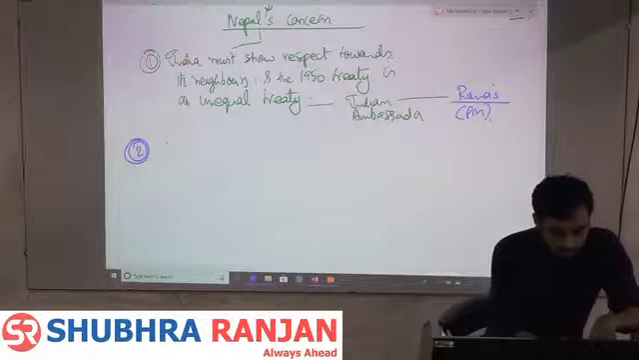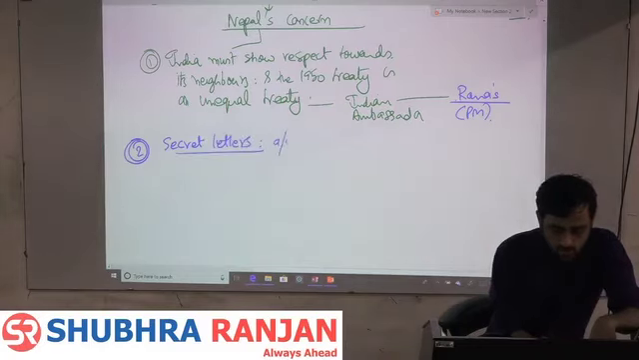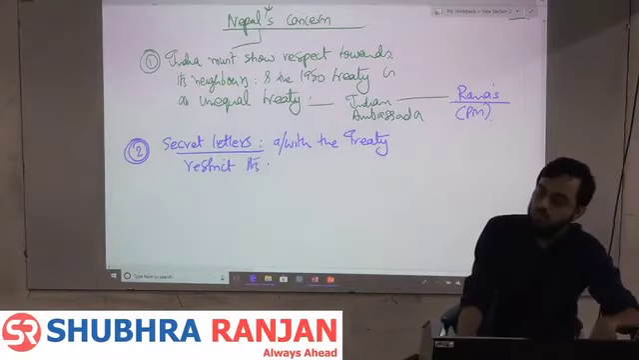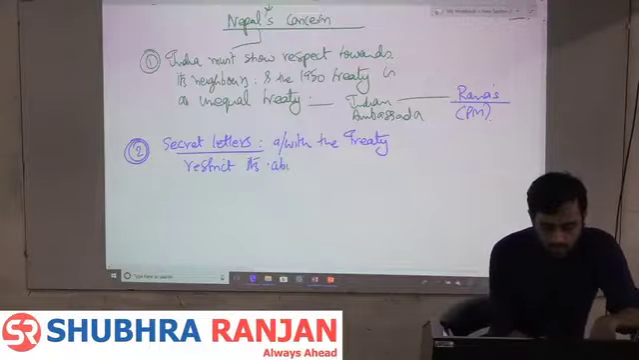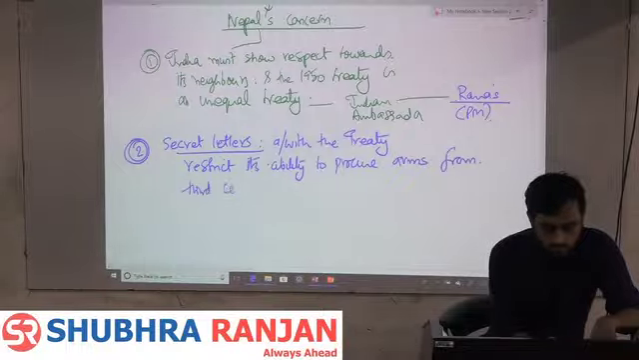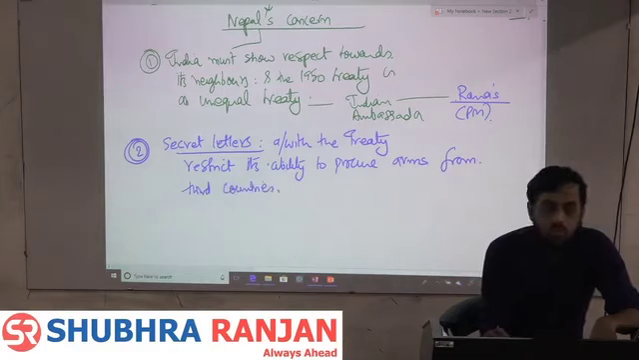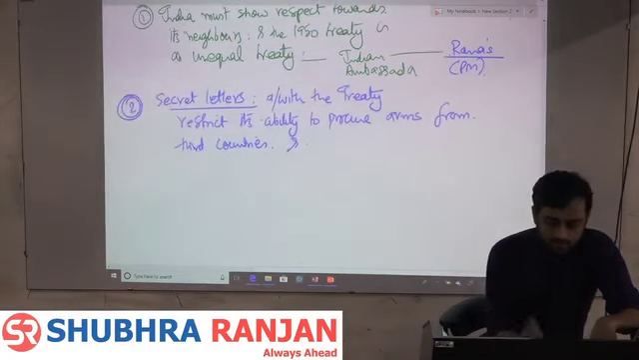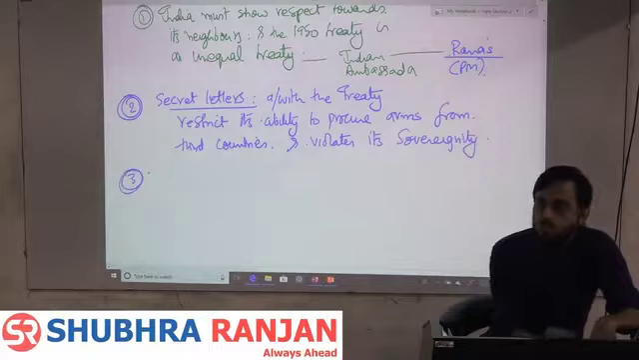So Nepal has often argued that the secret letters associated with the treaty restrict its ability to procure arms from third countries, and violate its sovereignty. Okay, that's it.